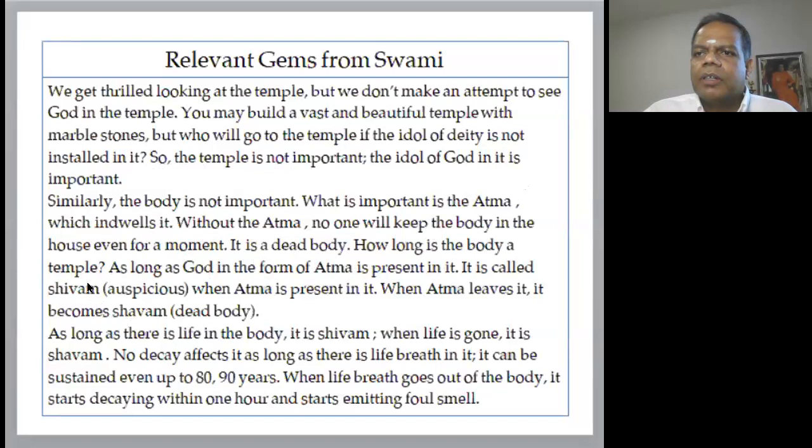How long is the body a temple? As long as God in the form of Atma is present in it. It is called Shivam, auspicious, when the Atma is present in it. When Atma leaves it, it becomes Shavam, a dead body. As long as there is life in the body, it is Shivam. When life is gone, it is Shavam. No decay affects it as long as there is life breath in it. It can be sustained even up to 80, 90 years. When life breath goes out of the body, it starts decaying within one hour and starts emitting a foul smell.